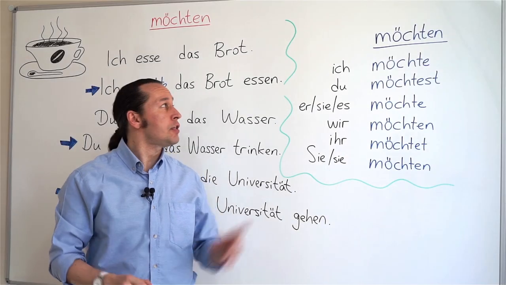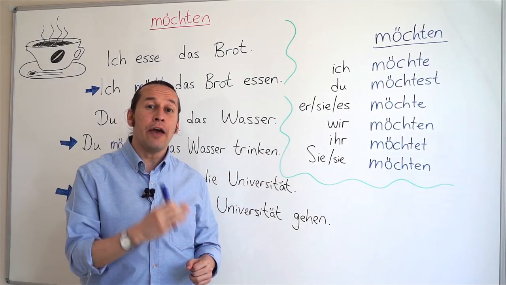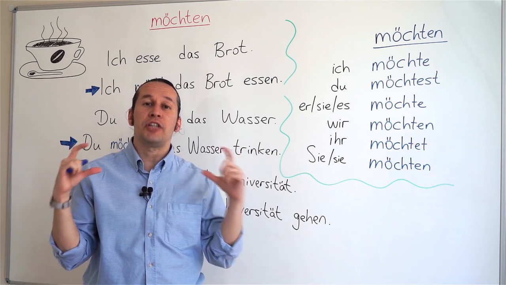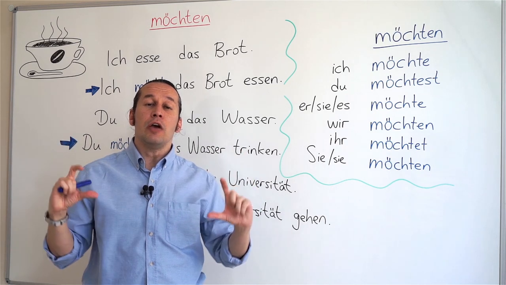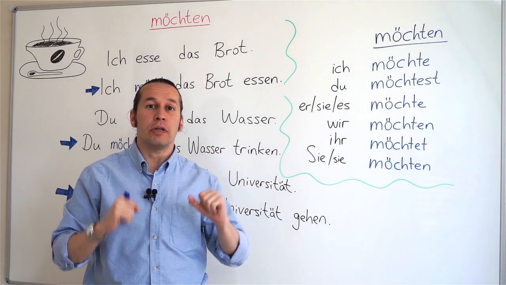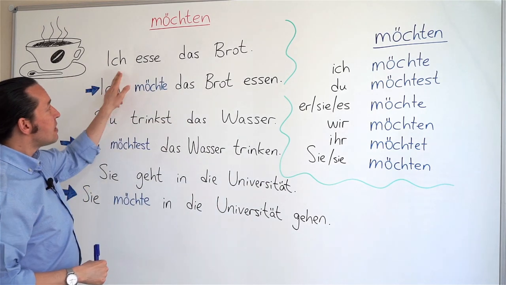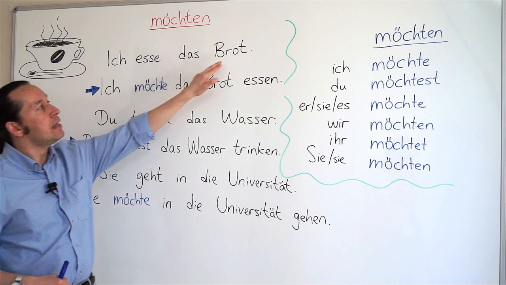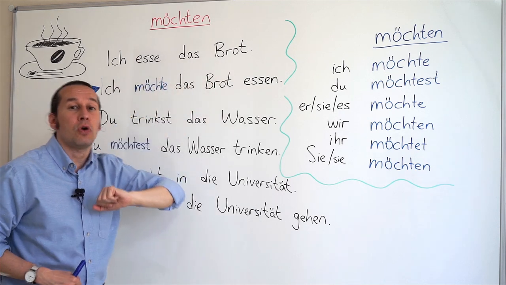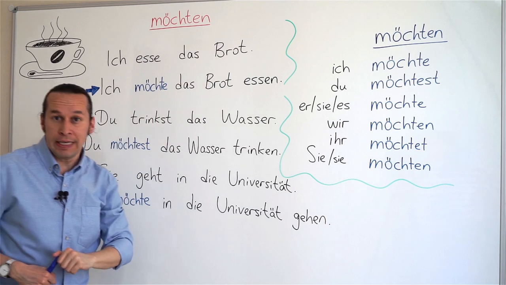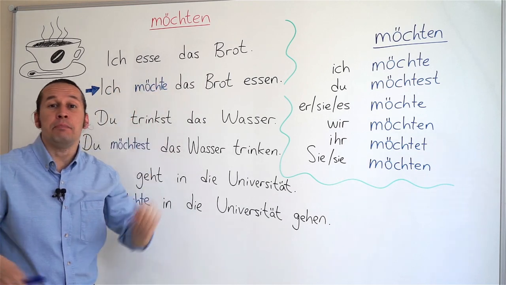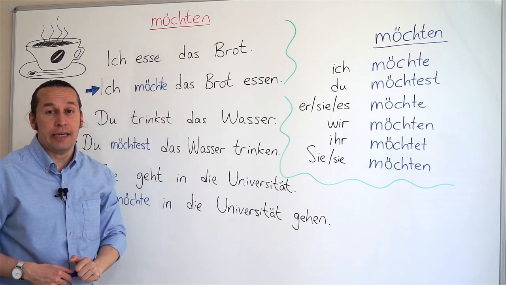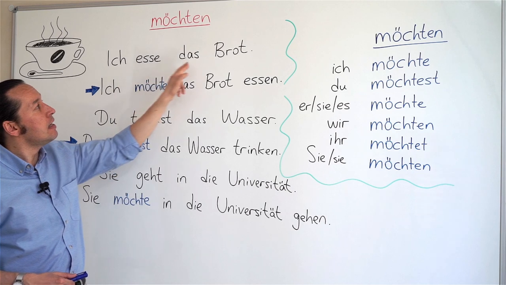As we did the conjugation of möchten, I want to have these in the following sentences. First of all, we are going to have a general sentence, but then after we will have the variation of möchten. Let's get started. If I say I eat the bread, I will say ich esse das Brot. Das Brot stands for bread. Essen for eat. I eat or I am eating bread. I will say ich esse das Brot.